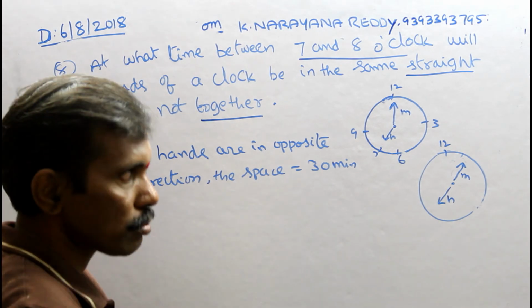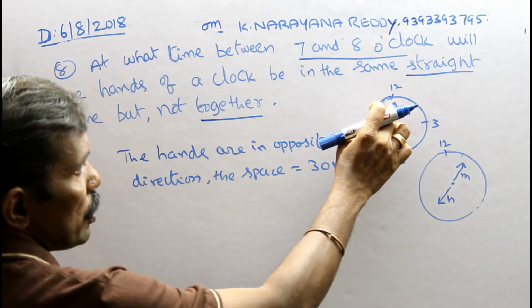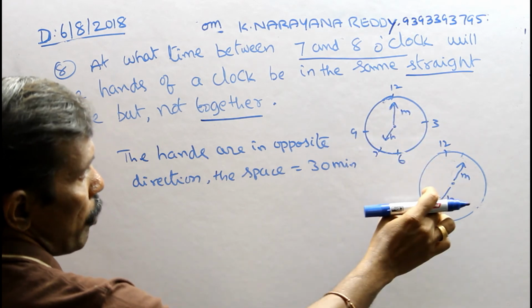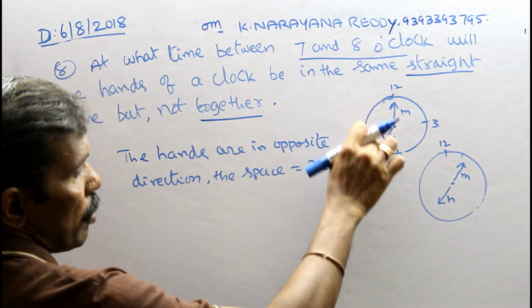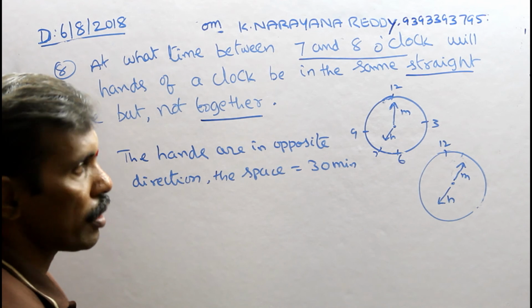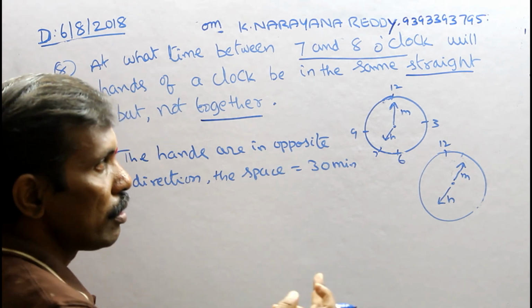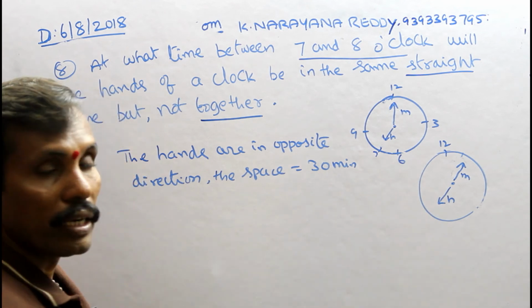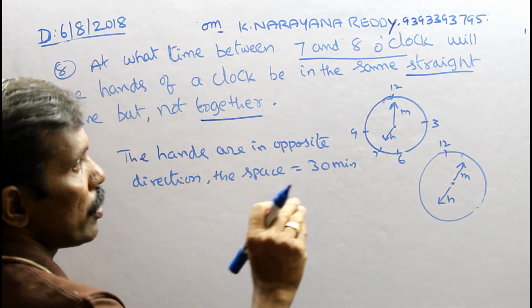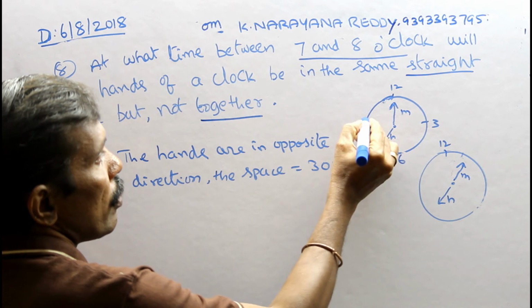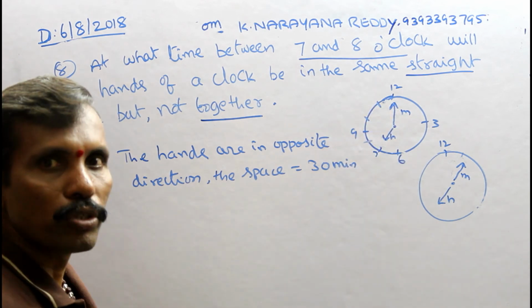Actually, at 7 o'clock there are 25 minutes space apart. Yes or not? What is the space apart now? 25 minutes space apart. But we have to gain how many minutes? It will gain 5 minutes spaces. At that time those will be in opposite direction.